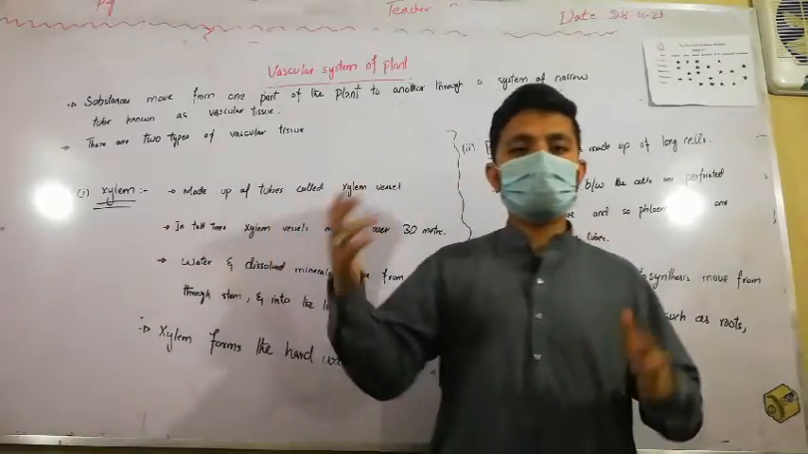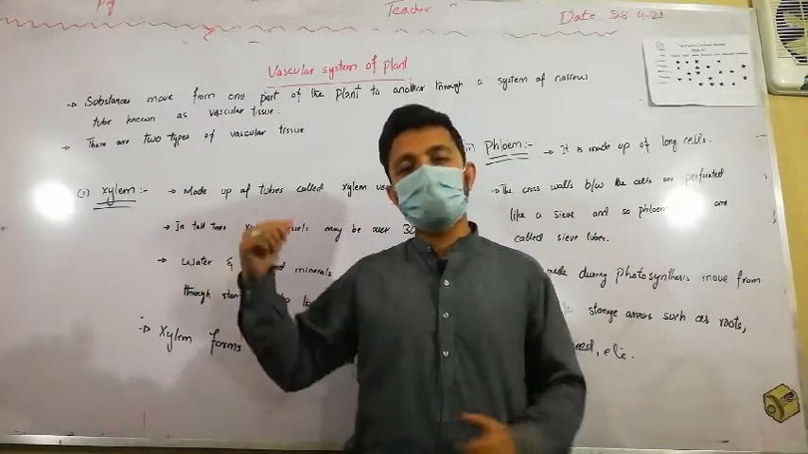This is today's topic and it is about vascular tissue, and vascular tissues are of two types, phloem and xylem, and we have studied it in detail.